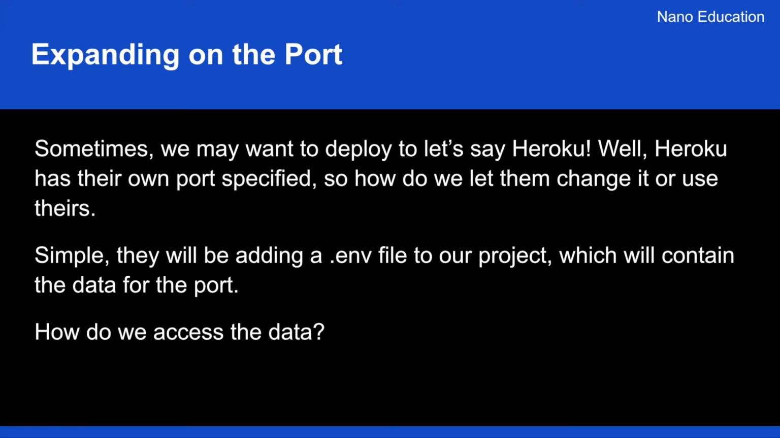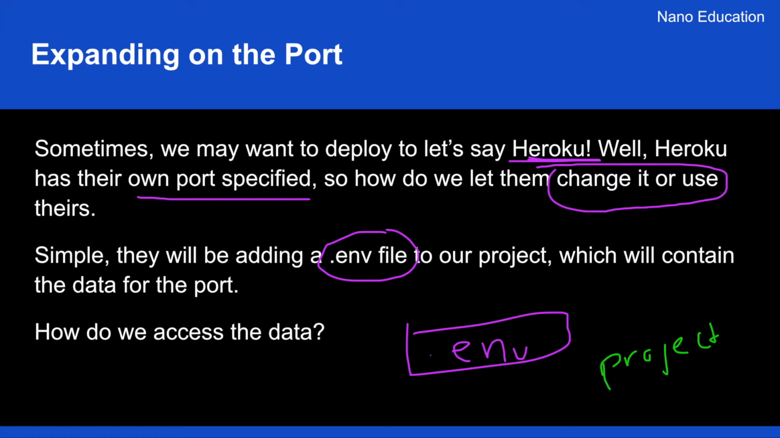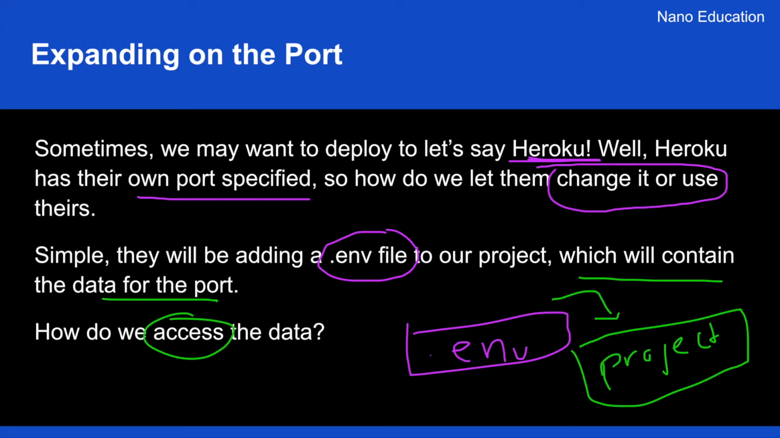So let's go expand on the port, alright? I know we haven't coded yet, but don't worry, we're getting there. Let's just say we want to deploy our app to Heroku, which is the app platform we'll be using, alright? They have their own port specified. So how do we let them change it or use theirs, alright? So that is when we'll be adding a .env file. Basically, they will add this file, the .env, right, to our project file. So project, alright, they'll just add it to us. So which will contain data, but how do we access the data? That's our main question here.